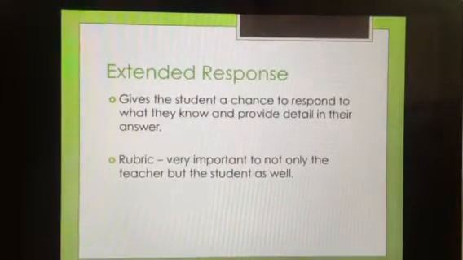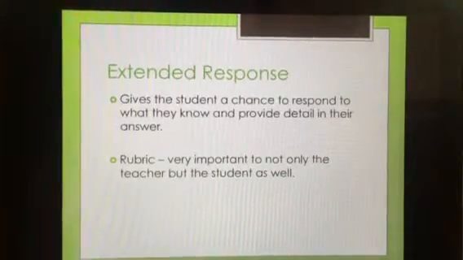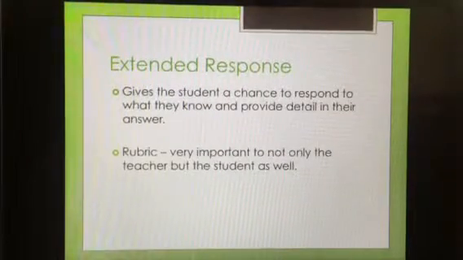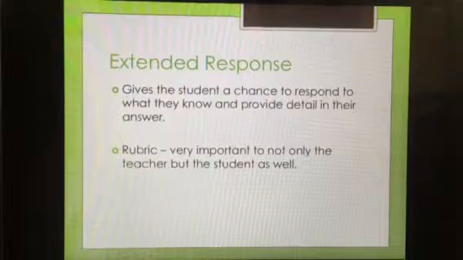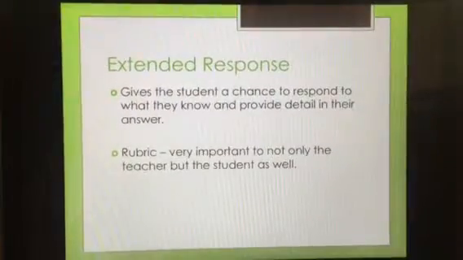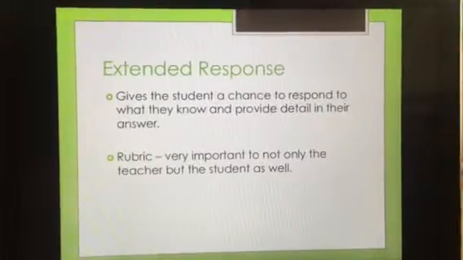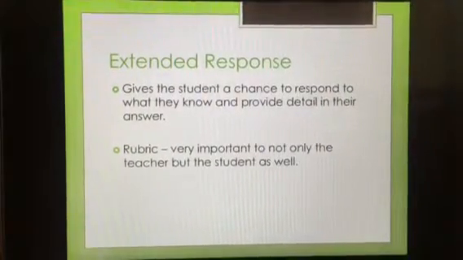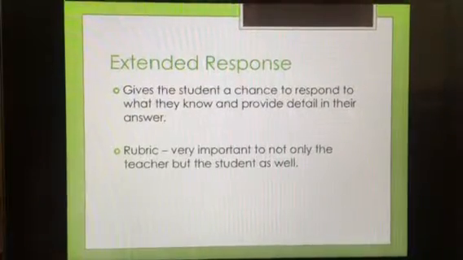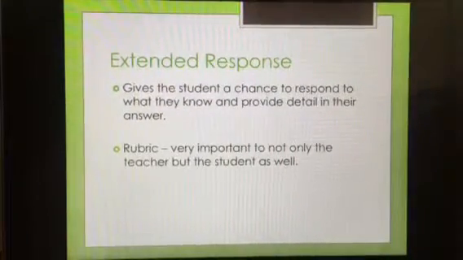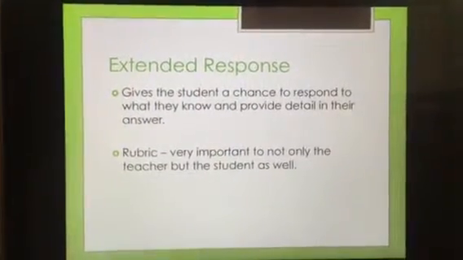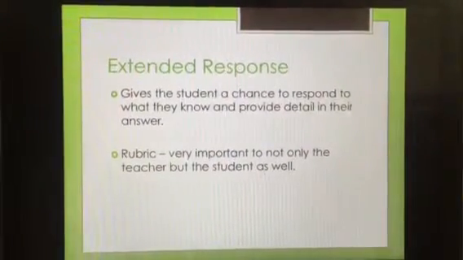But when having extended response questions, it's also very important to have a rubric. That way the students know what they are being tested on and what guidelines to follow when they're doing this extended response question. It also is helpful for the teacher because not all of the answers are going to be the same as they would be in a selected response assessment. They're going to vary, so it's important that you have a basic or even a complicated, depending on the teacher, rubric that helps you mark off each step the student is completing in their response.